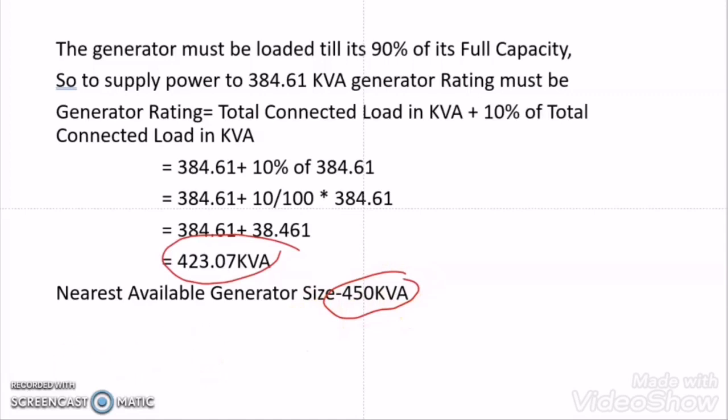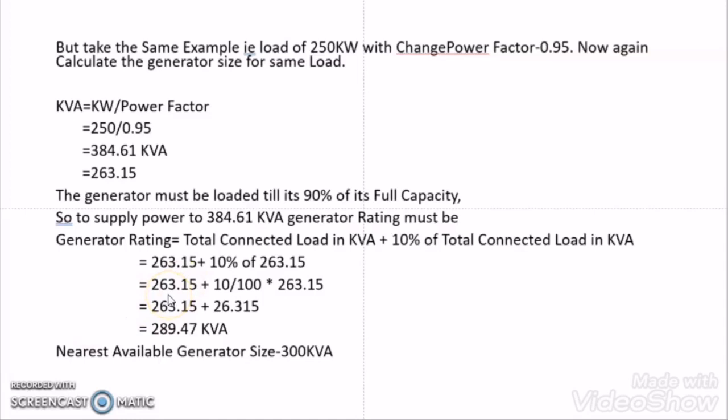But now, as our main concern is to understand the effect of poor or improved power factor on the electrical installation, I will take the same example: a commercial building with a load of 250 kilowatt but with a changed power factor. Before it was 0.65, but in our new example the power factor changed from 0.65 to 0.95. Now we will check what the generator rating would be for this power factor.